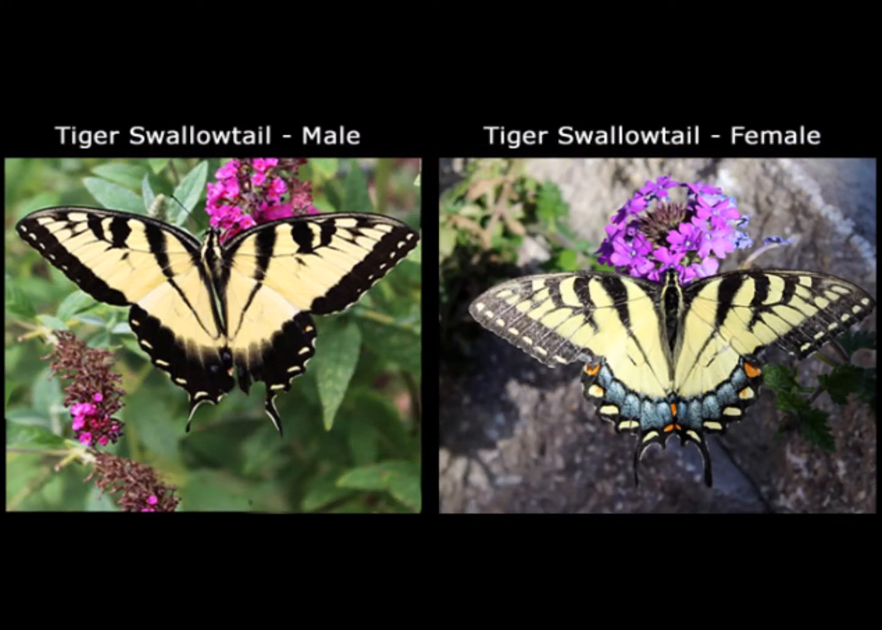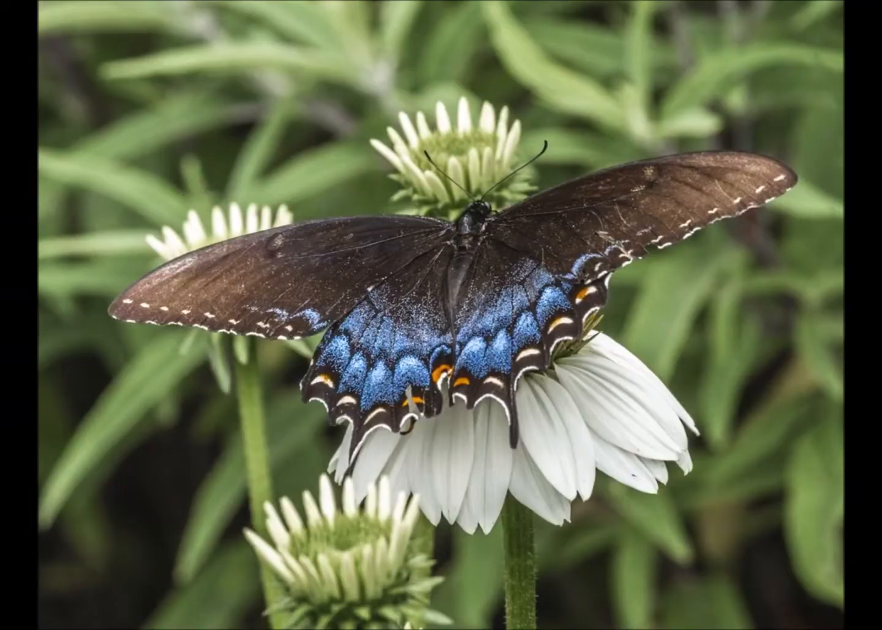It's fairly easy to differentiate the male and female tiger swallowtail. You can see the female has the blue on the bottom of its wings where the male doesn't. And another really funky thing about the tiger swallowtail is the female sometimes comes in a black version with the blue on its wings. So look for both types of Eastern Tiger Swallowtails as they come to your garden.